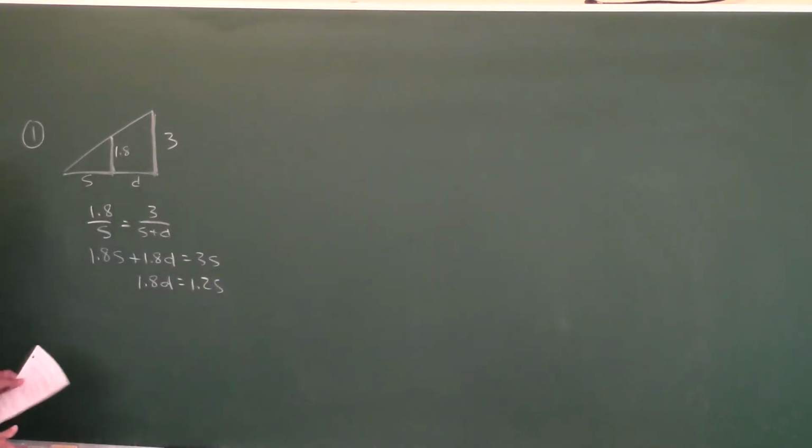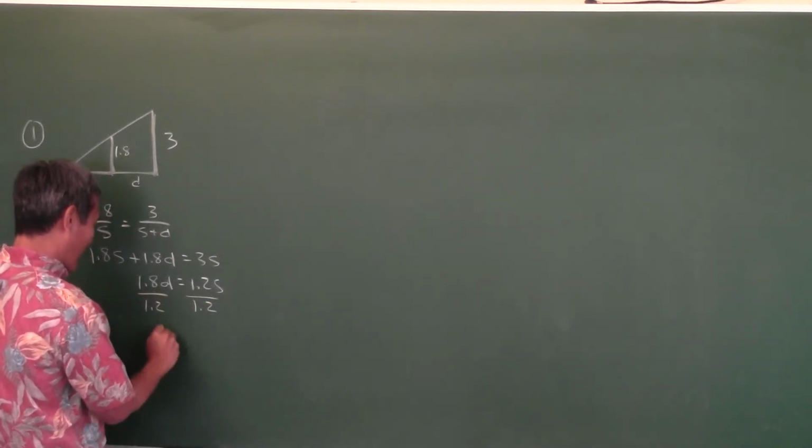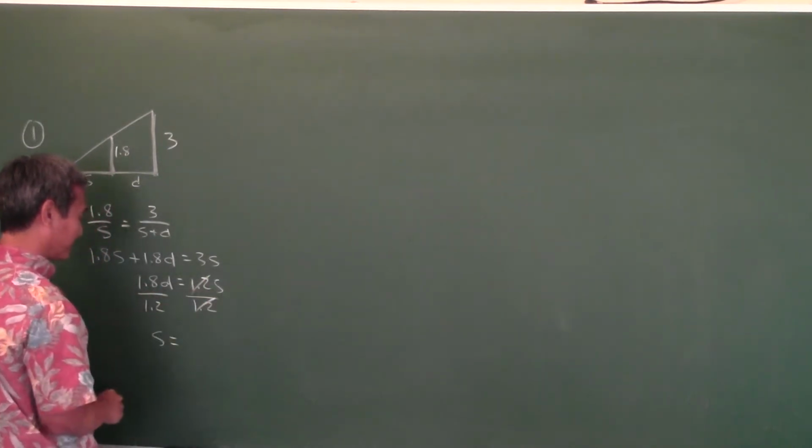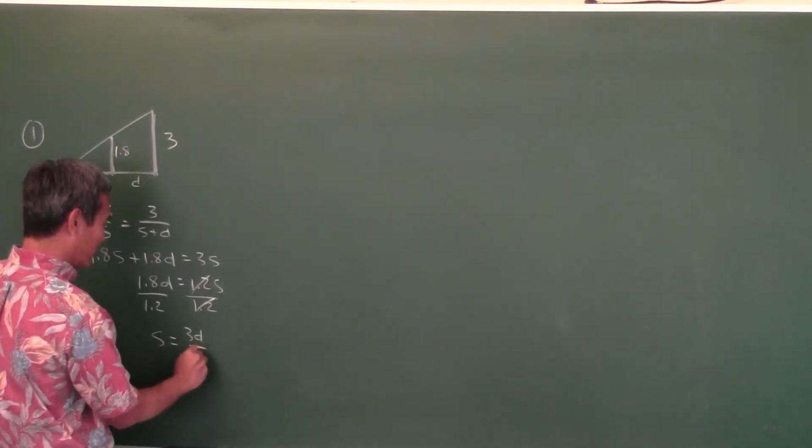And are we solving for S or D? It says write S as a function of D. So solve for S, so divide both sides by 1.2, and you get S equals 3D over 2.